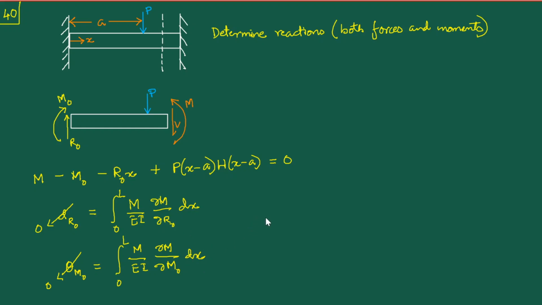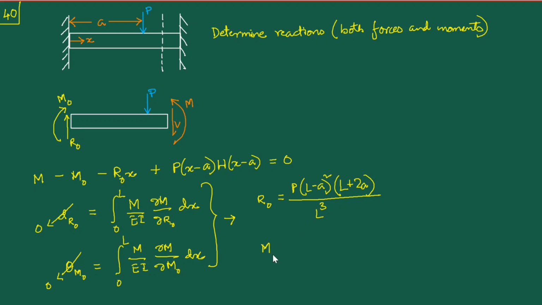So let me just write down the answers for you here. For R0, after solving, you will obtain R0 is equal to P times (L minus a) squared times (L plus 2a) divided by L cubed, and you note that this is indeed dimensionally correct. This is having the unit of meter squared, this is meter, so that's meter cubed, and in the denominator also you have meter cubed, so at least it is dimensionally correct.